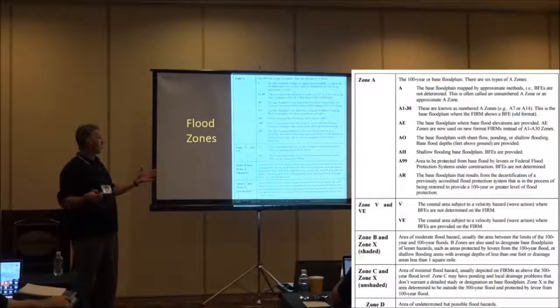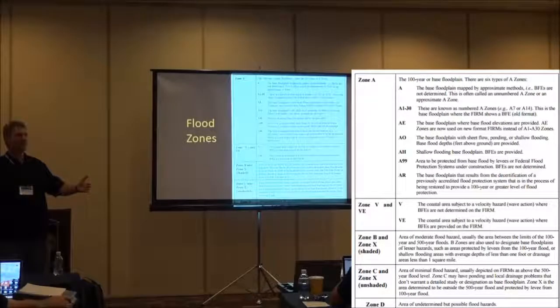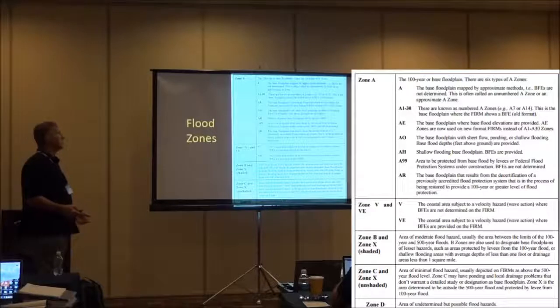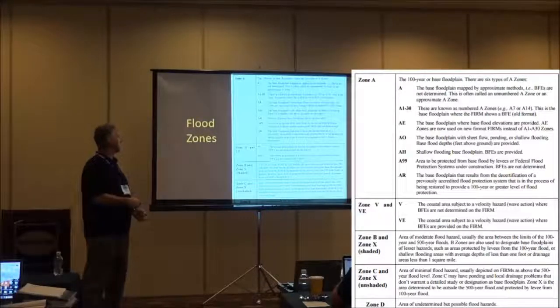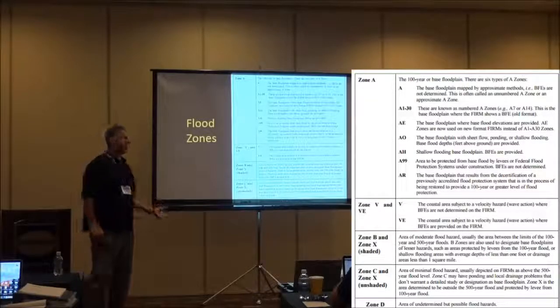let's break this down piece by piece. It says area of moderate flood hazard, usually area between the limits of 100 and 500-year floods. So what do you think is more common, a 100-year flood or a 500-year flood? 100-year. That's why it's a 500-year flood. It very rarely is going to occur, but it could. Then we say the B zones are also used to designate base floodplains of lesser hazard, such as area protected by levees from the 100-year flood, or shallow flooding areas with average depths of less than 1 foot, or drainage areas of less than 1 square mile.